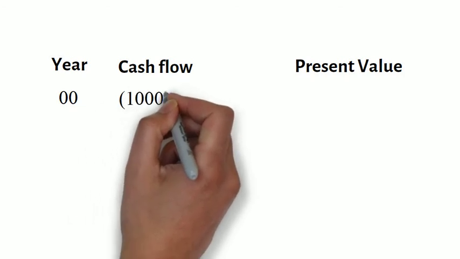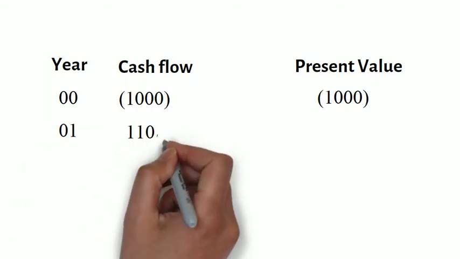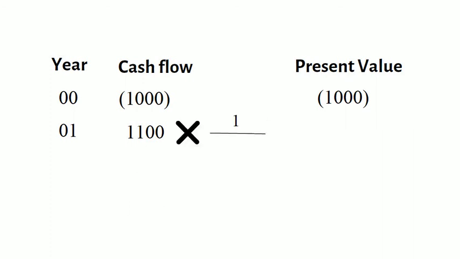So if I summarize this calculation, today is called year 0 because it is the immediate day of my investment. If I invest $1,000, the present value of that $1,000 will be $1,000 as it is the cash flow that happens today with no time difference. And I'm going to receive $1,100 after 1 year. So the present value of that $1,100 is $1,000, as we calculated already.